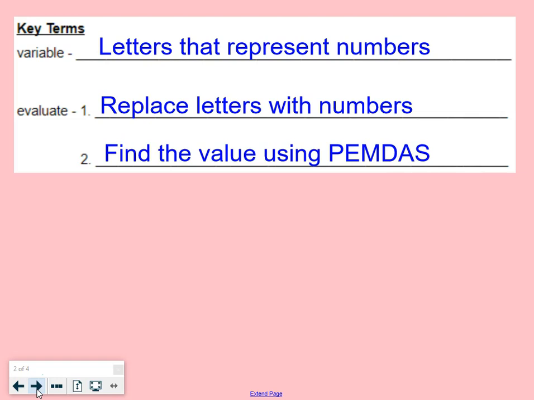Evaluate. We have two steps when we evaluate. First off, we replace the letters, so replace the variables with numbers. And then find the value using PEMDAS. That order of operations, super important.